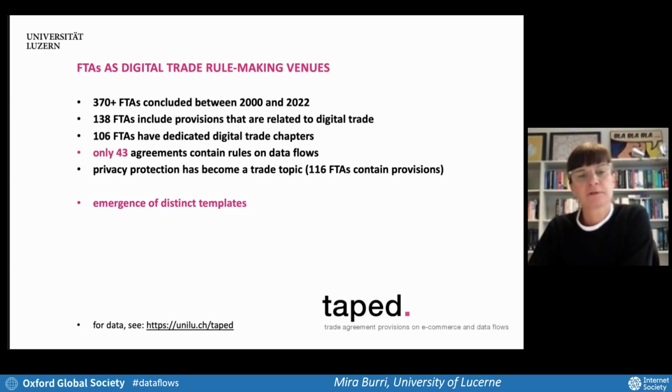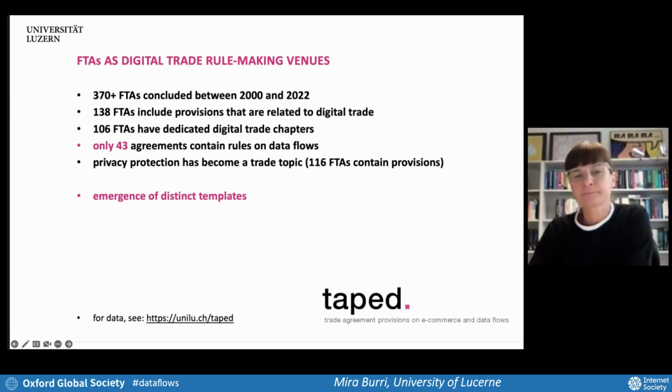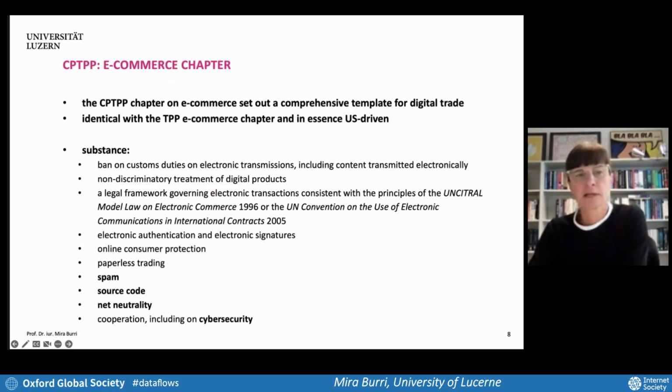What is particularly important, and maybe I would disagree here a little bit with Susan, is that over the years, states have developed certain templates to address digital trade. So we have a positioning of the stakeholders. And I think the United States is maybe not now proactively involved in the further development of the templates, but there is still something there. And it all started really with the CPTPP, the agreement between 11 countries in the Pacific Rim, which was, however, very much influenced by the United States in the negotiations that led to this agreement.